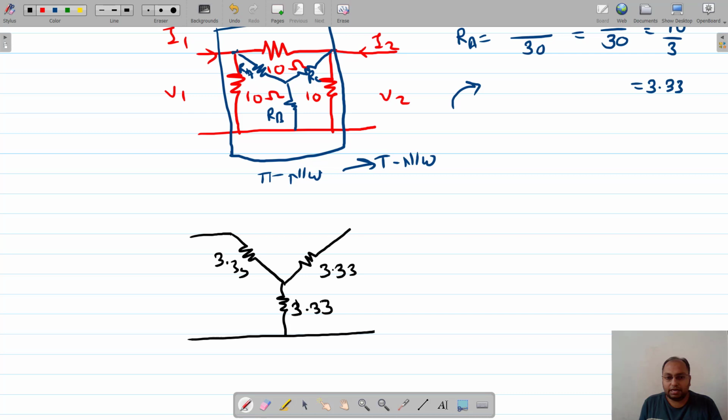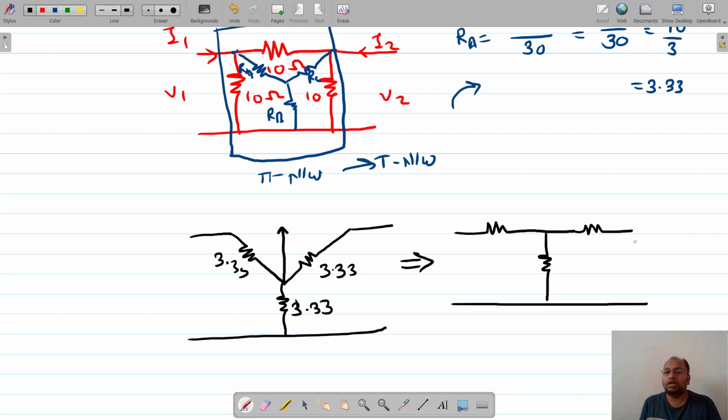And this is nothing but my line. Now let us stretch this point to this point, so that this line becomes horizontal. Once I stretch it, I get this kind of network, which is nothing but my T network. This is the network we studied, or saw, in the very first example.